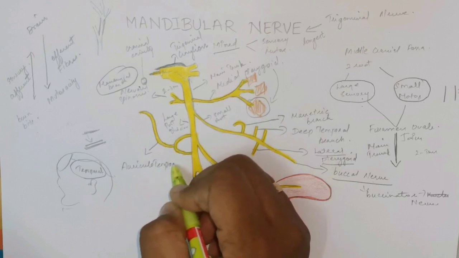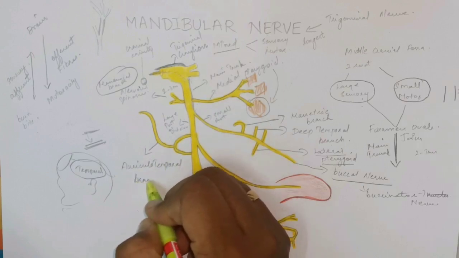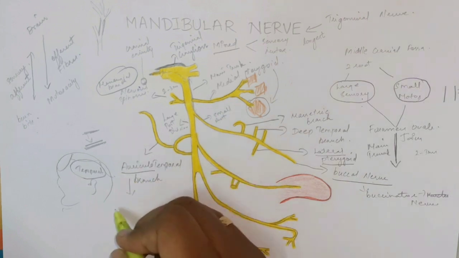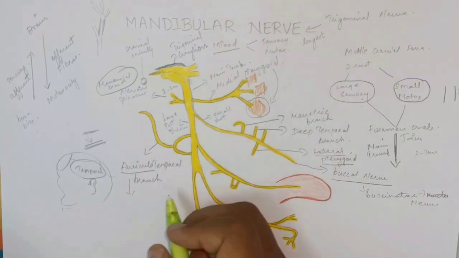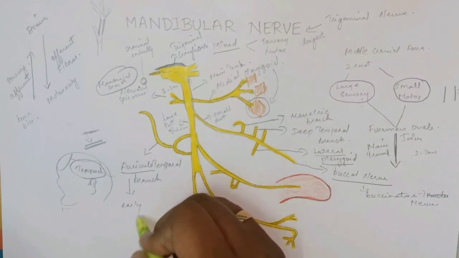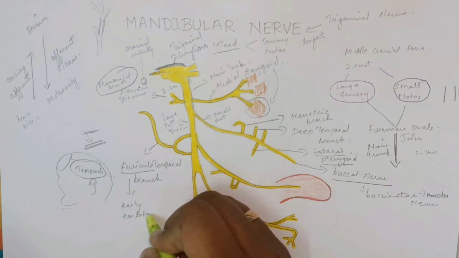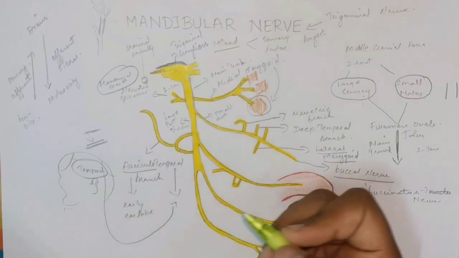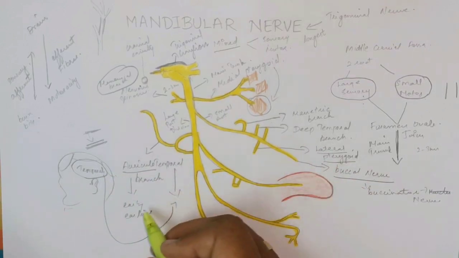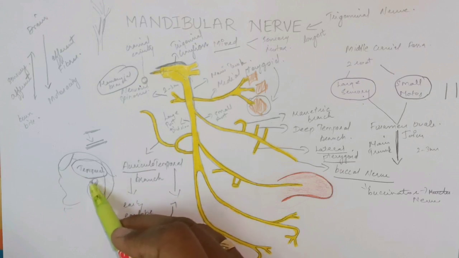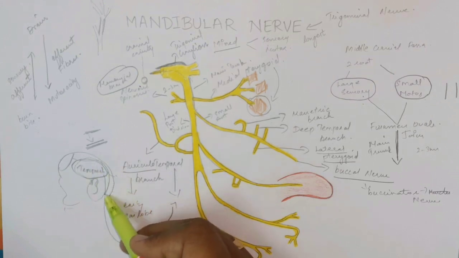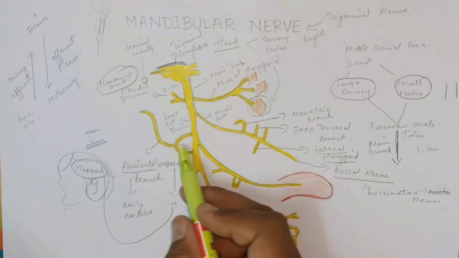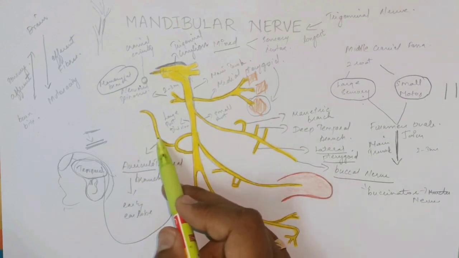Auriculotemporal branch. In this, auriculo means the ear and earlobe region. Temporal, as I said earlier, is the region above the ear. So this nerve supplies both the ear and the temporal region, and as it supplies the ear and temporal region, it is known as the auriculotemporal branch.